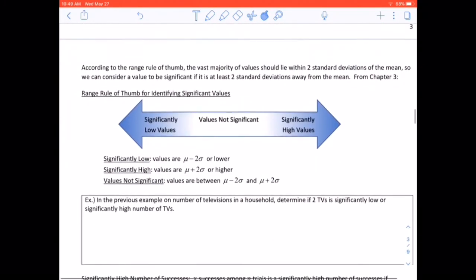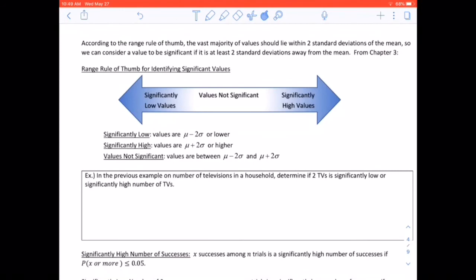So on the next page, it says, according to the range rule of thumb, the vast majority of values should be within 2 standard deviations of the mean. So we can consider a value to be significant if it's at least 2 standard deviations away from the mean. And this is from chapter 3. So the range rule of thumb and identifying significant values. This is the same diagram that we saw before.